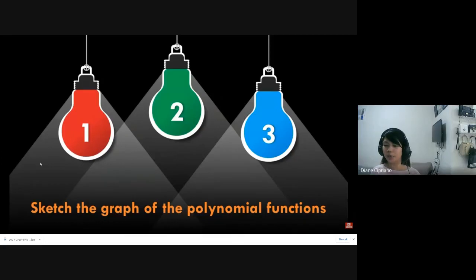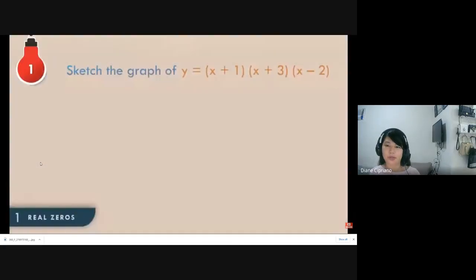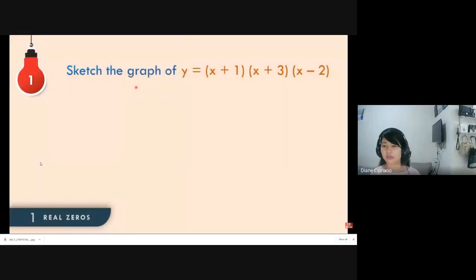Let us sketch the graph of the polynomial functions. So for our example number 1, we need to sketch the graph of y is equal to x times (x plus 1) times (x plus 3) times (x minus 2). Let us replace the value of y to 0. To get the value of x, we need to equate it by 0. It becomes negative 1. X is equal to negative 3. X is equal to positive 2.